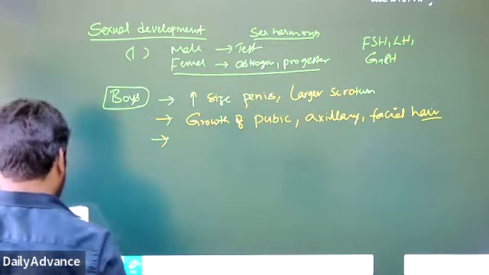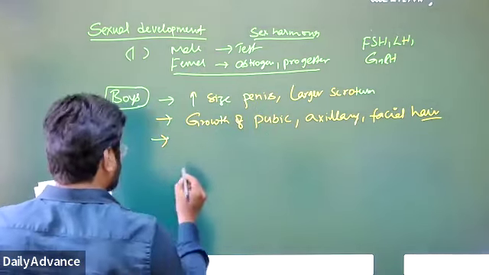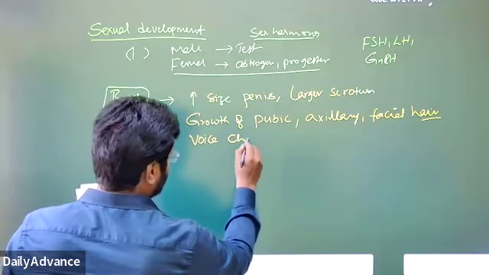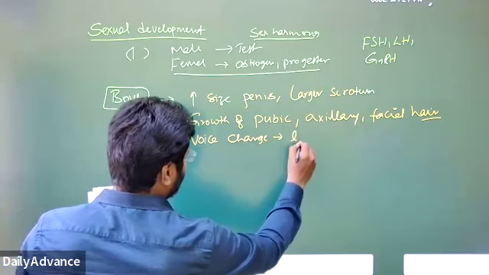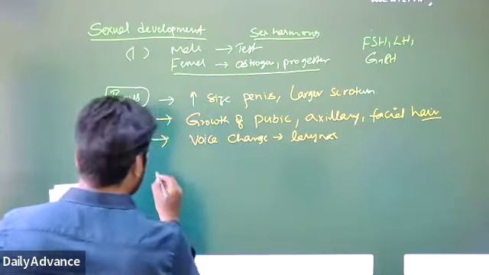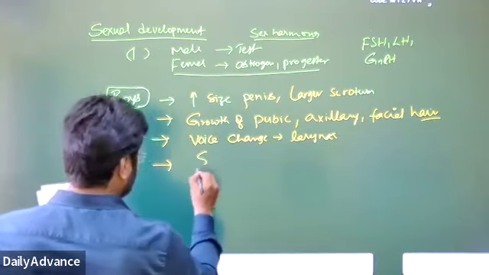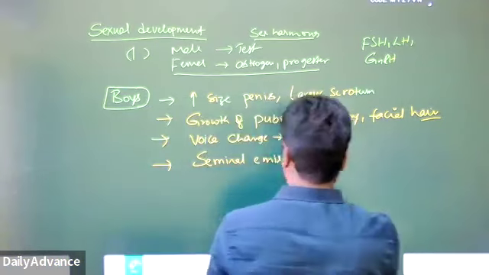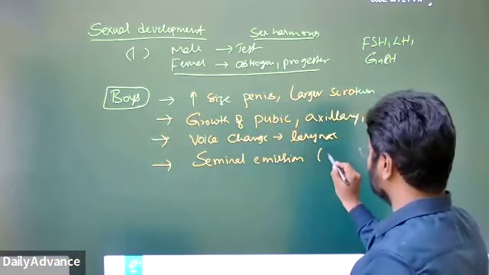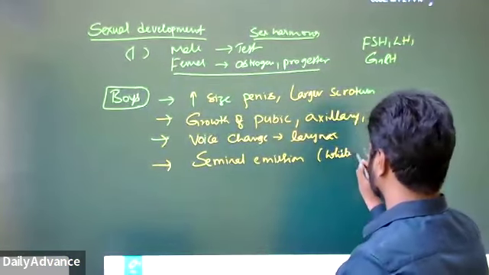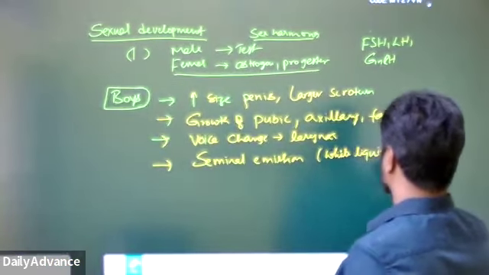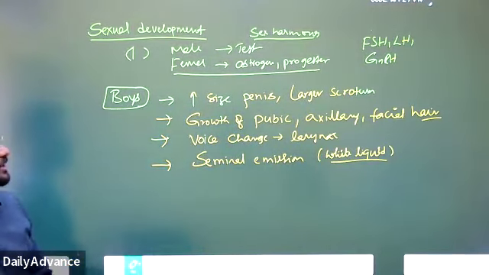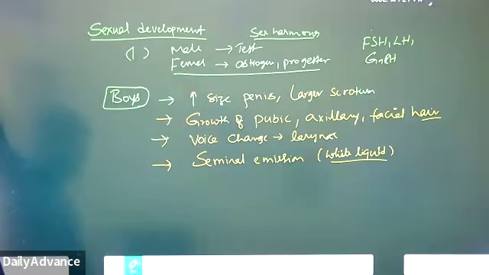The third one you can see is voice change, male-related voice change, due to changes in the larynx. Another change is seminal emission. That means during sleeping time the boys release a white liquid on the bed, which we call a seminal emission. These are all the indications that the boy has reached the adolescent years.